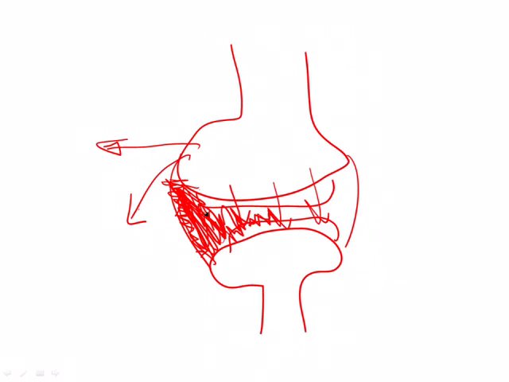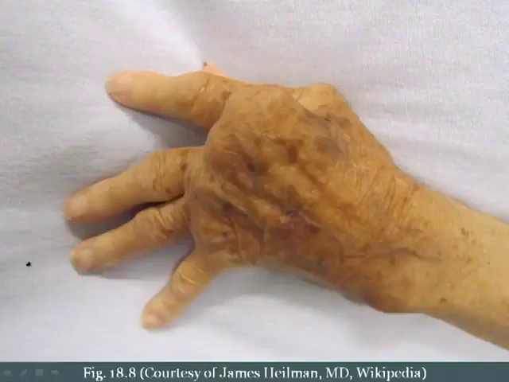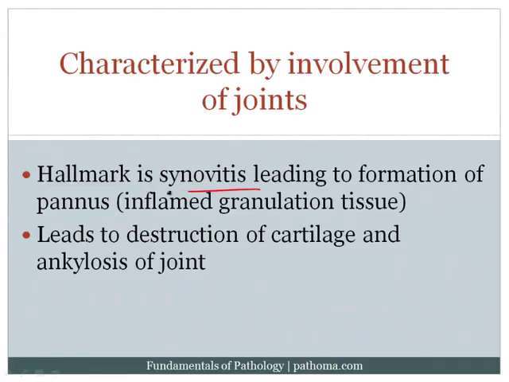So this is really the hallmark, this is the key take-home. Synovitis with formation of a pannus. With that in mind, let's go back and read the text. The hallmark is synovitis, which leads to formation of a pannus. This results in destruction of the cartilage and ankylosis of the joints.